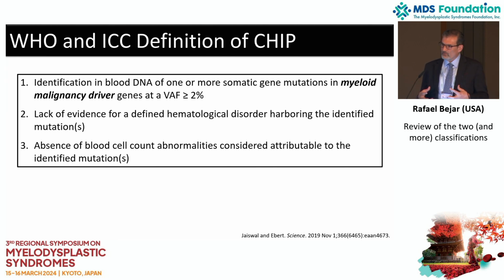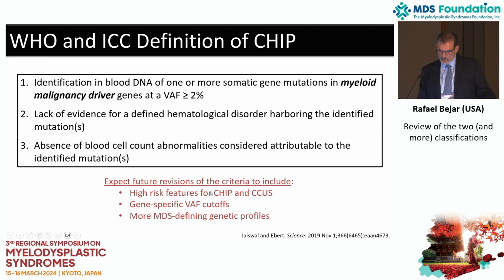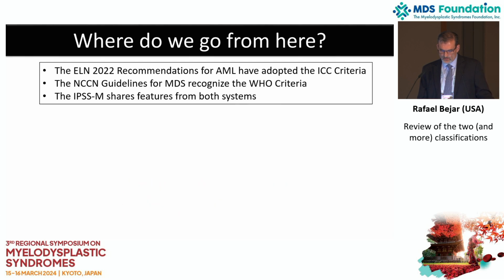But I think of all the definitions that were created, this is probably the one that's most likely to undergo some more clonal evolution. Pardon the pun. Expect future revisions of these criteria to include high-risk features for both CHIP and CCUS, some of which may actually now fall into the umbrella of being called MDS, in much the same way that we now include genetic abnormalities even in patients who don't have sufficient dysplasia. There may be different VAF cutoffs for different genes, which were not incorporated into this definition, and like I mentioned, more MDS-defining profiles. So where do we go from here?